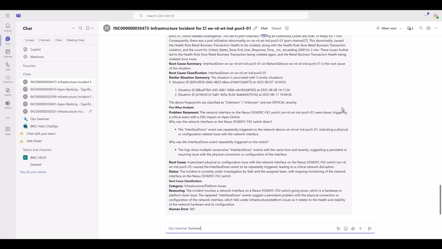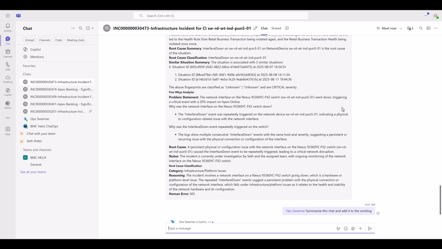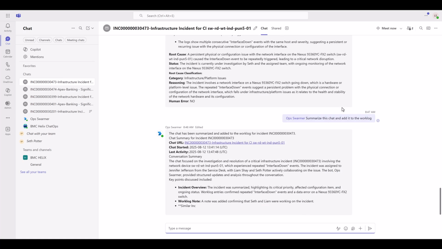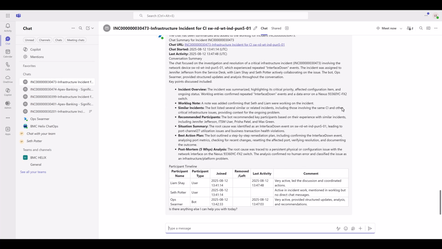To keep a precise, detailed record of the work performed to troubleshoot and remediate this issue, Liam asks the agent to summarize the team's chat and add it to the work log. This includes a conversation summary, a summary of the work the agent did, as well as a detailed participant timeline.